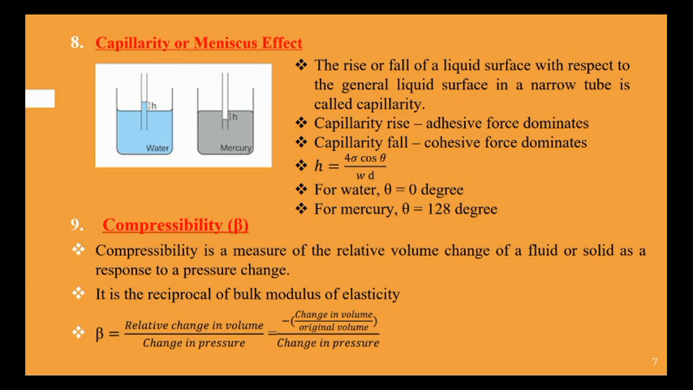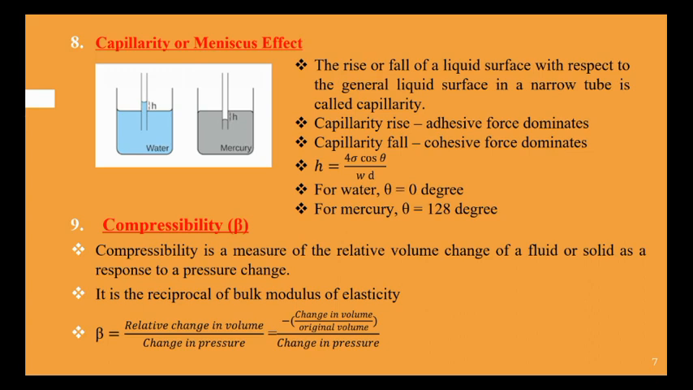Both capillarity rise and capillarity fall have the same equation, that is h equal to 4 sigma cos theta divided by w d, where sigma is the surface tension, theta is the angle of contact, w is the specific weight or weight density, d is the diameter of the capillarity tube. For water, theta equal to 0 degree and for mercury, theta equal to 128 degree.